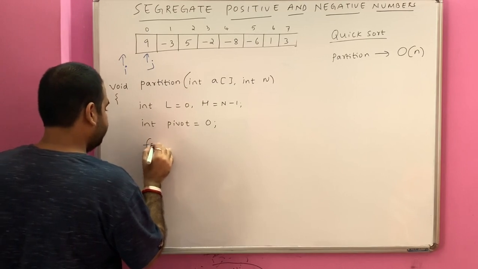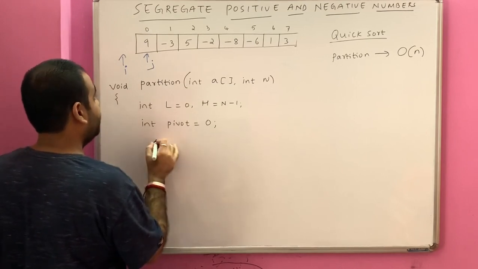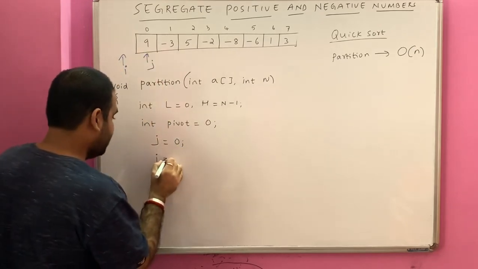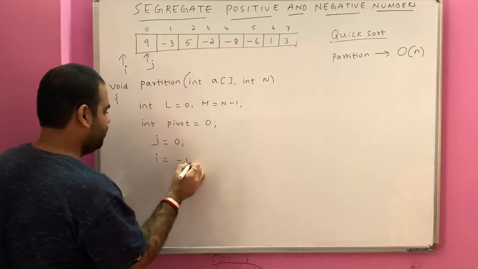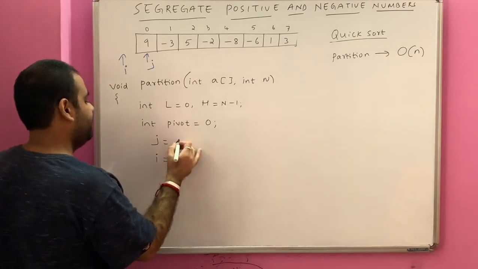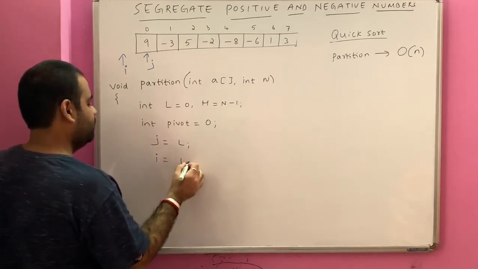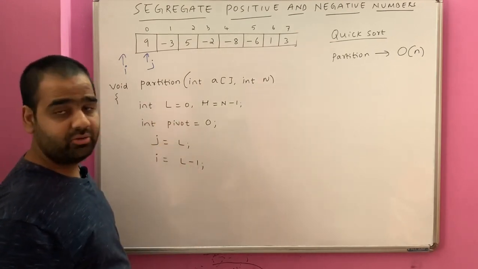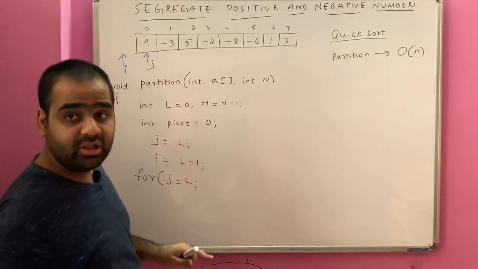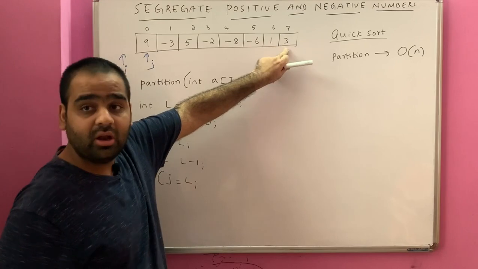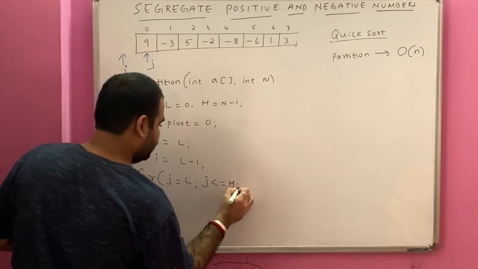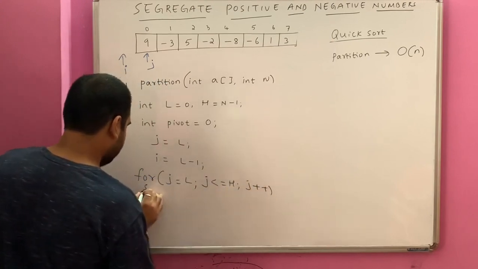Now we say for, okay, before that, let me say j is equal to 0. j starts from 0 and i starts from 0 minus 1, which is minus 1, because we are doing it only one time. If you want that to happen, you can say j is equal to L, i is equal to L minus 1. L is 0, L minus 1 is minus 1. And then we say for j is equal to L. Now in the previous case, we went just before this. Now I have to go till the 7th index. Hence we say j less than or equal to high, j plus plus.